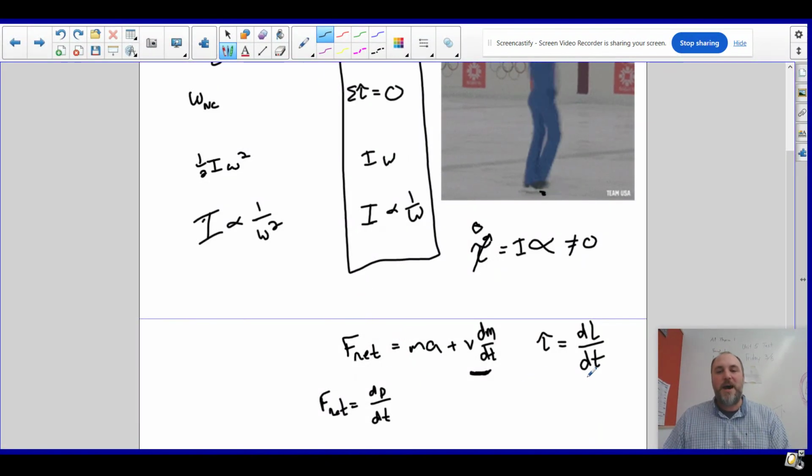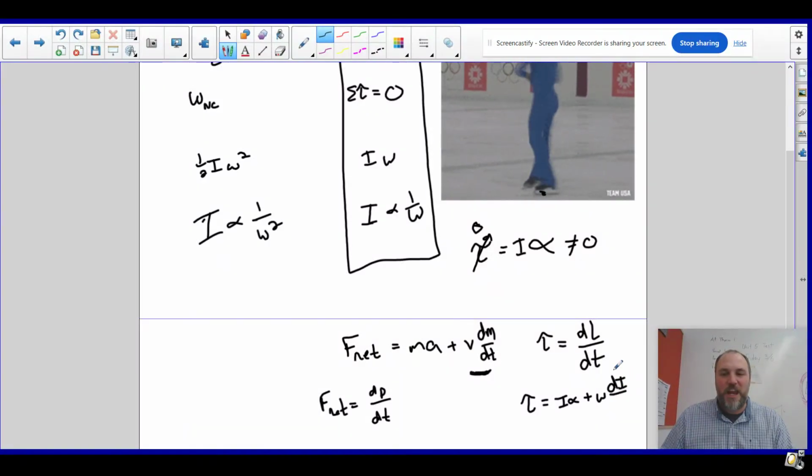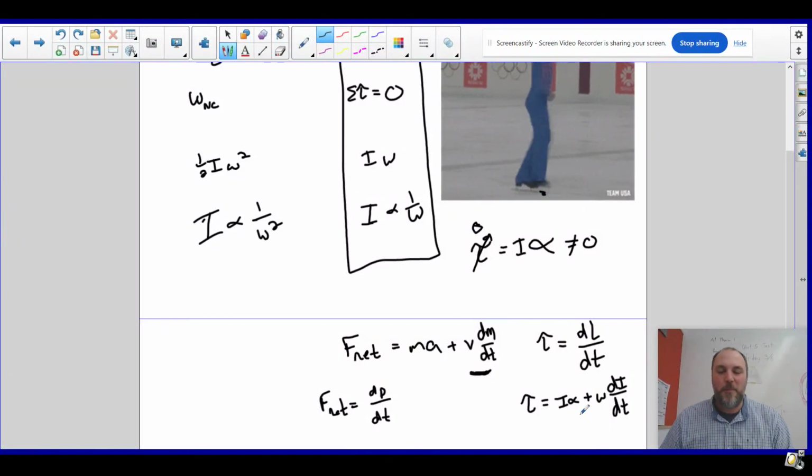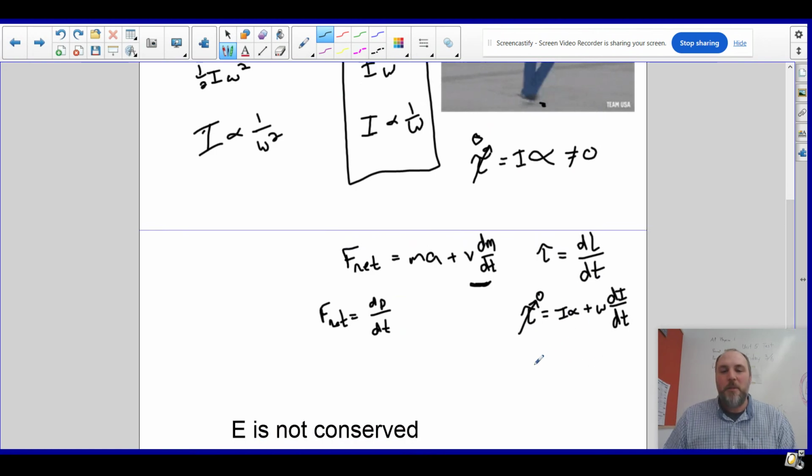The reason why I bring this up, even though we don't have to do the calculus, if I now apply that same idea to torques and say that Newton's second law is not actually just I alpha, it is also omega times the rate of change of the moment of inertia. This is why I'm able to get an angular acceleration even without a torque. So I really love this problem. I love this example because the angular acceleration is exactly equal to minus omega dI dt. So let's break this down.